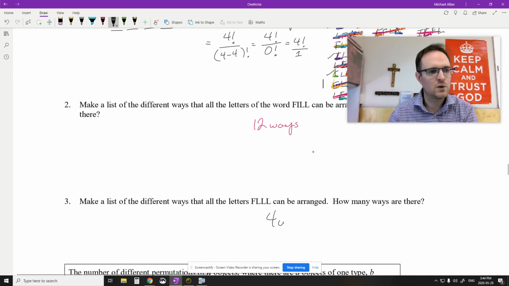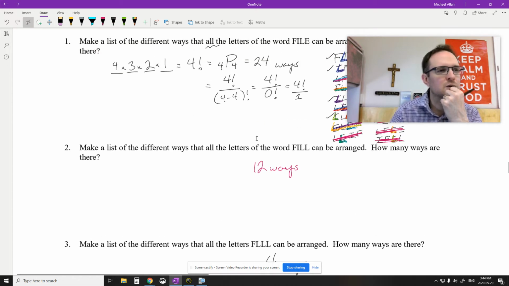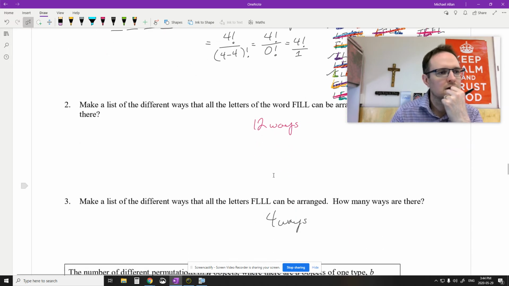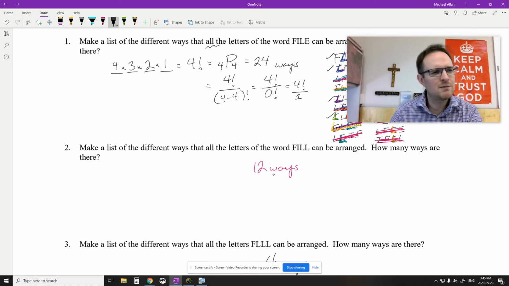So there's 4 ways. Now, how do I get those numbers? What happened? How did I get from 24 to 12 down to 4? What did I do here? What's happening? So what am I dividing by in this situation? In this situation, I'm dividing by 2, right? Because, well, it kind of makes sense. I'm dividing by 2 because there's 2 letters that are the same.